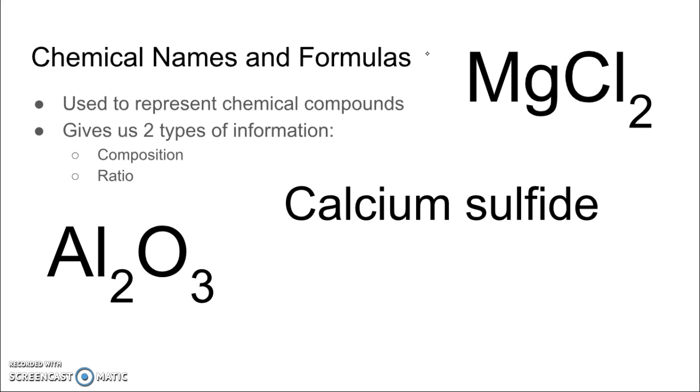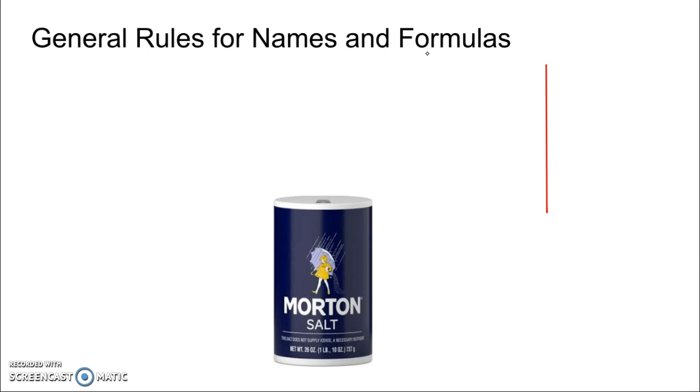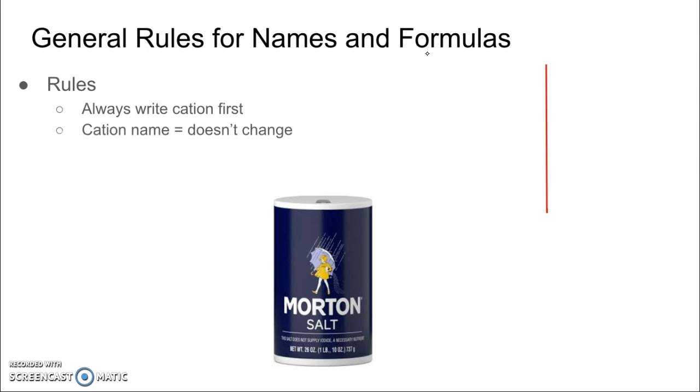Okay, so with all of that, let's talk about some general rules for naming and formulas. So this is common throughout names and formulas. The first rule I want to talk about is you always write the cation first. Now remember, cations are metals that are ions. So you always write the metal first because that's always the cation. Another rule is the cation name does not change. We do not change the ending. I'll have a couple examples over here to tell you what not to do, but the name doesn't change. You can get that right off the periodic table.